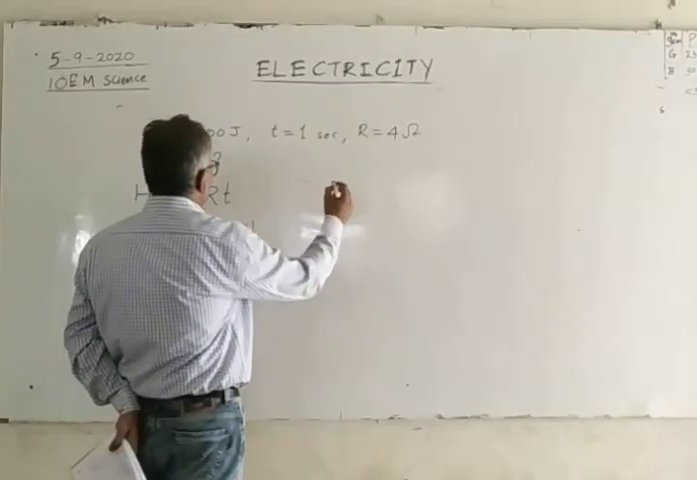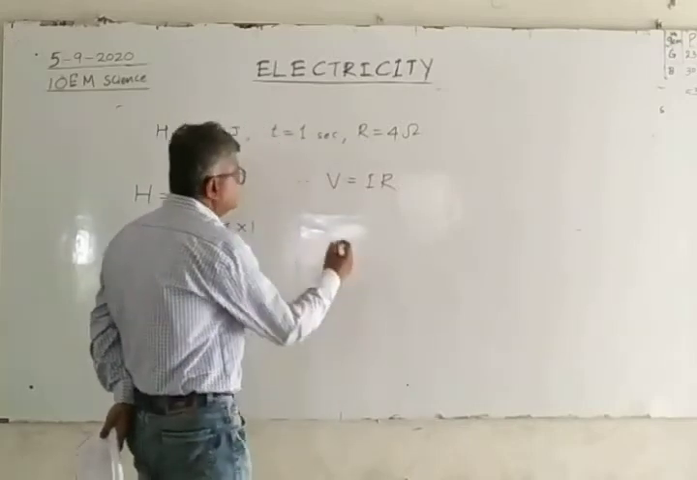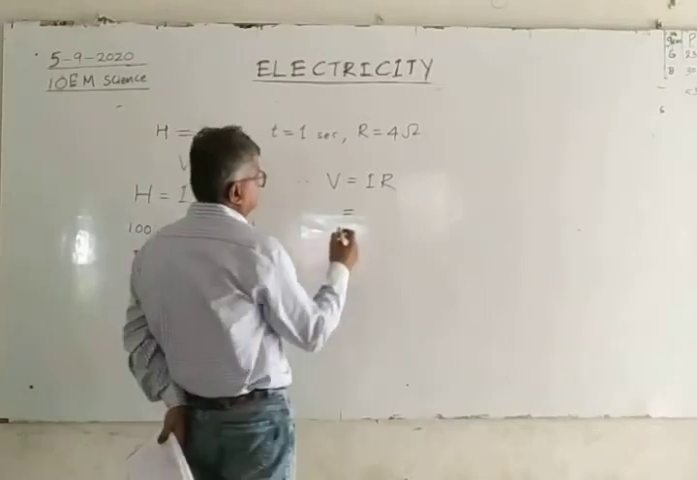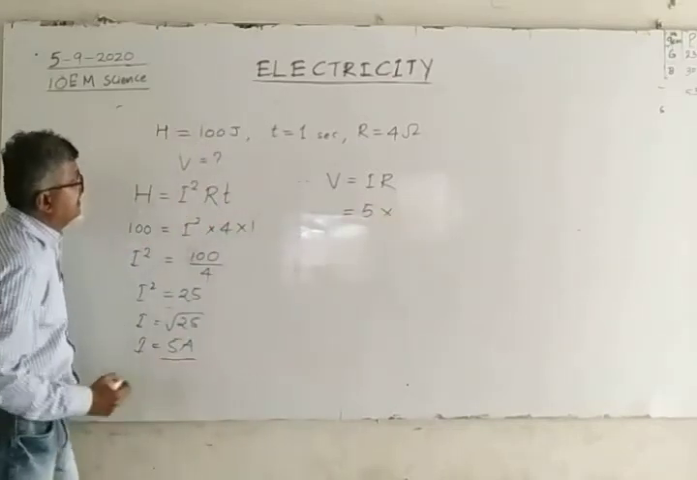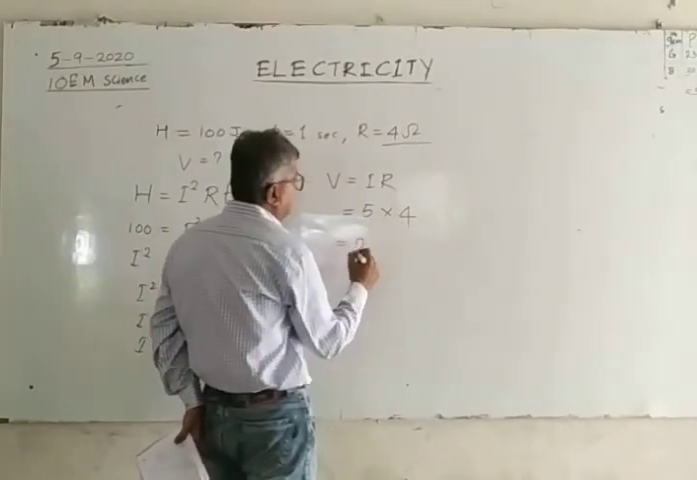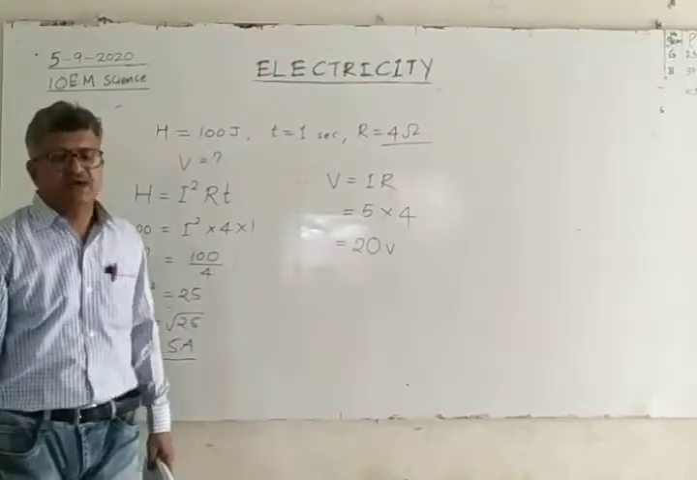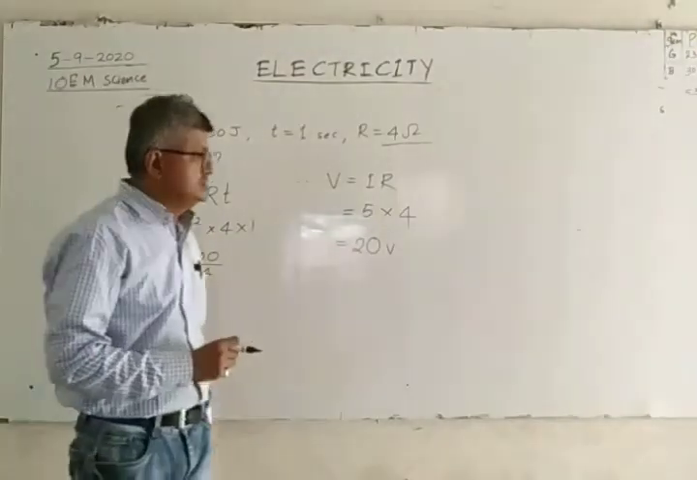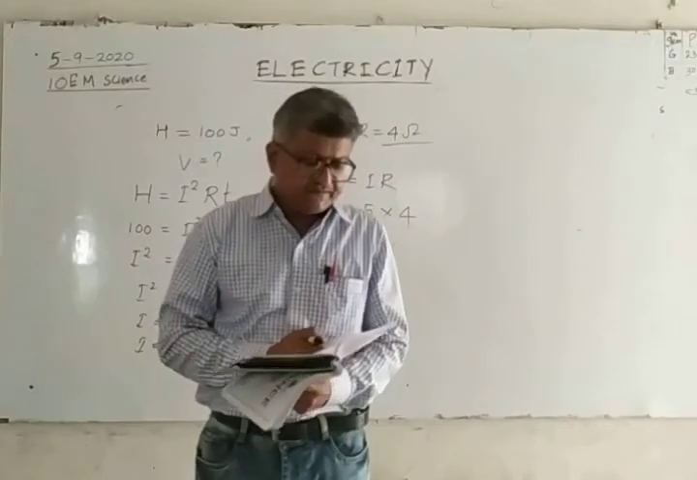Therefore, V is equal to IR, Ohm's law. So voltage can be calculated by multiplying current with resistance. Current is 5 ampere, we have calculated here, and resistance given is 4 ohm. 5 fours are 20 volt. So in this way we can calculate any value using the formula H equal to I square RT.